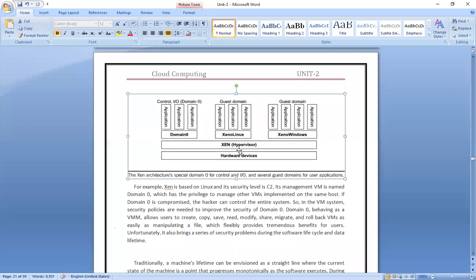The hypervisor runs directly on the hardware, installed directly on the hardware. So there is a hardware device, and with the help of the hypervisor we create various virtual machines. Each machine has its own applications, various types of applications, and out of these virtual machines, one has the ability to control all the machines. The one which has the ability to control all the machines is known as domain 0, and all the other machines are known as guest domains or domain U.